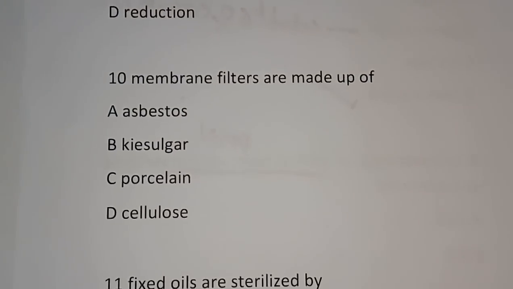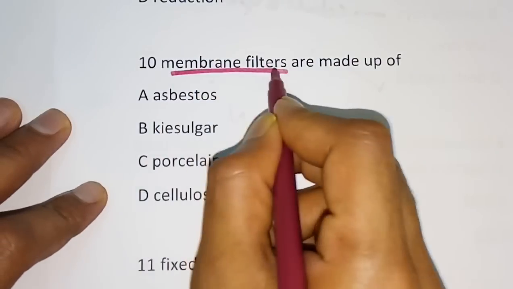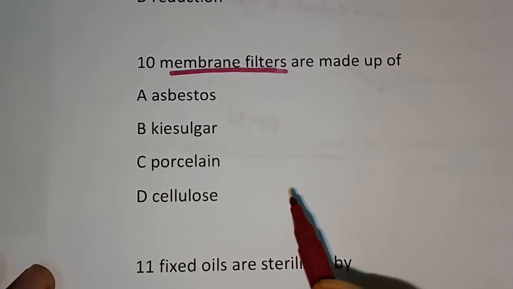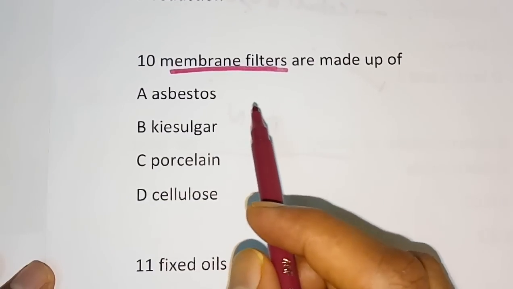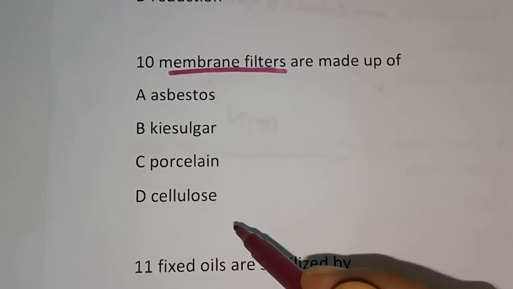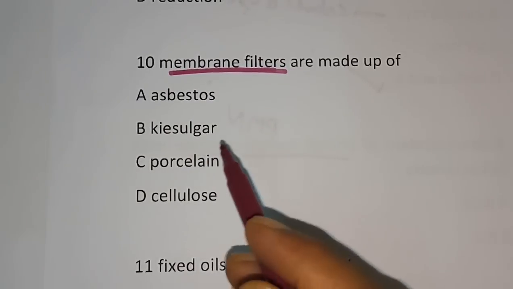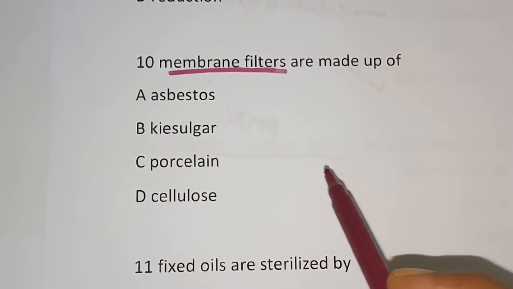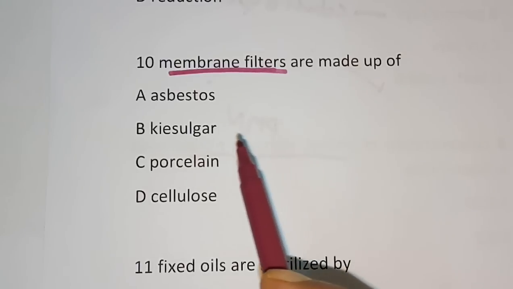Question number 10. Membrane filters are made of. This is an important question, very important. Many times it came in the previous year exams. If you would like to see the previous year exam questions as well as the answers, I put the link in the description for different types of previous year exams. I put the link in the description box. You can click there and check the videos also.